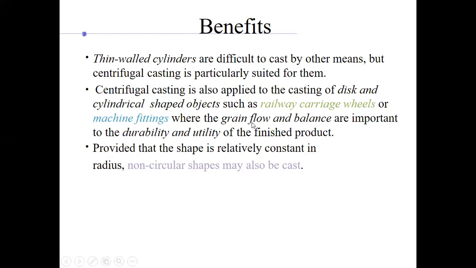So you see, where the grain flow and balance are important, that is what will decide the durability and the utility of the finished product in the particular application. Provided that the shape is relatively constant in radius, non-circular shapes may also be cast, right? So it need not be absolutely constant; even with a relatively constant radius, those non-circular shapes may also be cast.